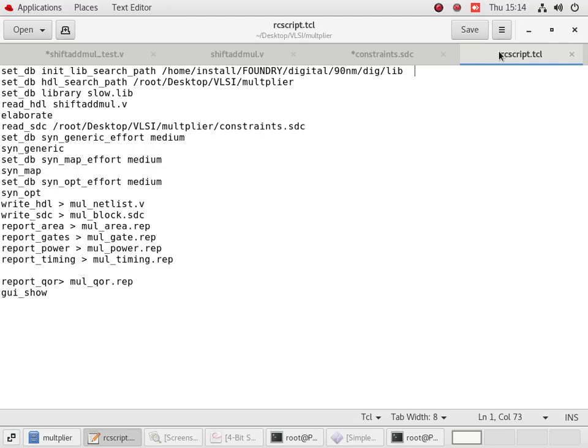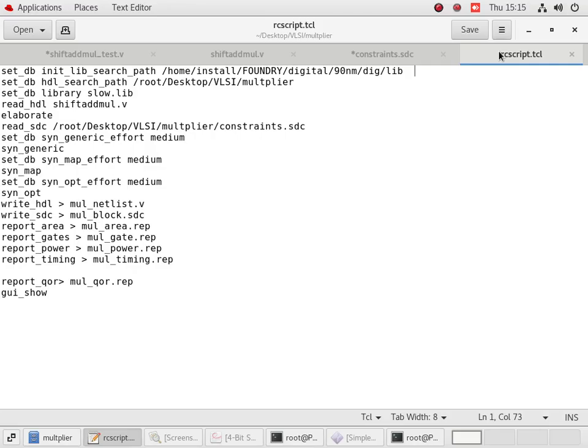Next, coming to the RC script. What do we have in this RC script? This is actually a TCL file. TCL file is nothing but the Tool Command Language file, which Genus will execute, and it will synthesize and generate the report. So what are these commands?